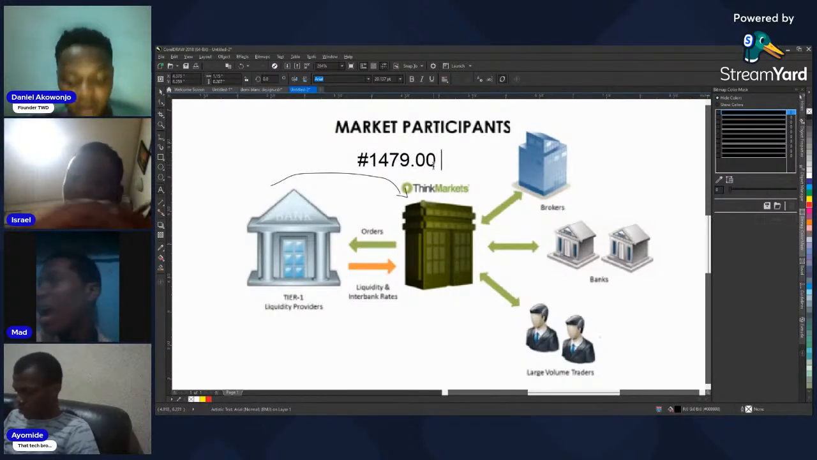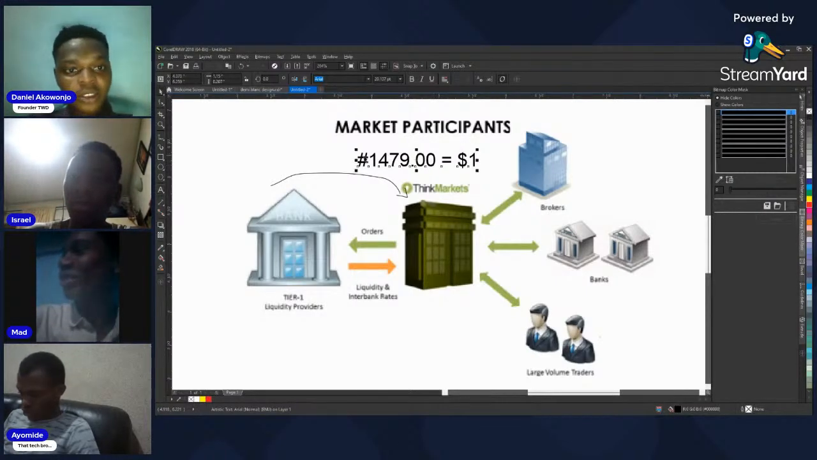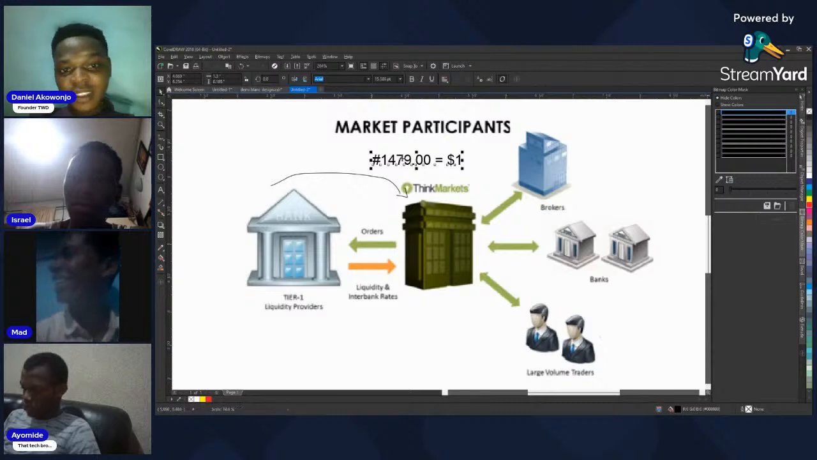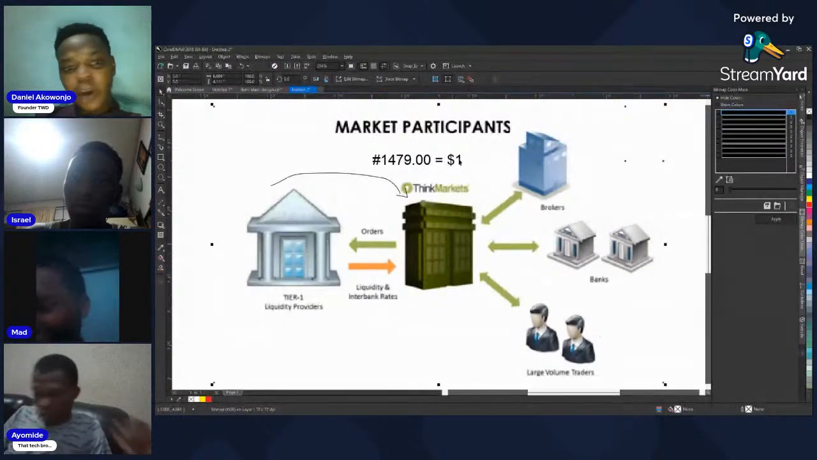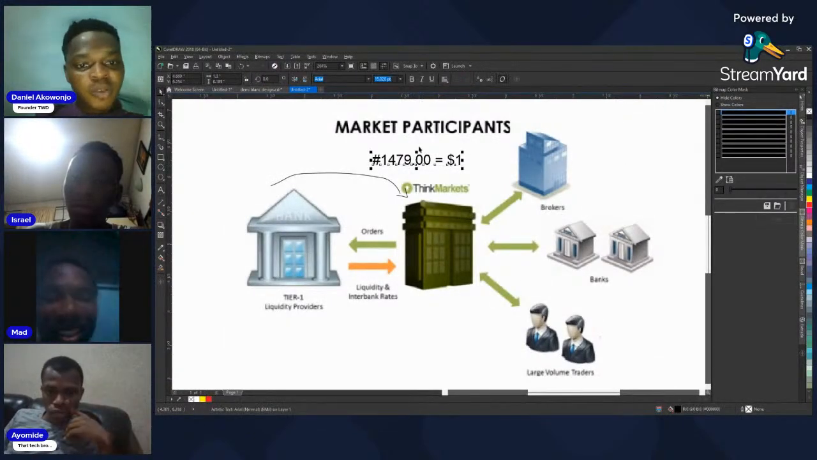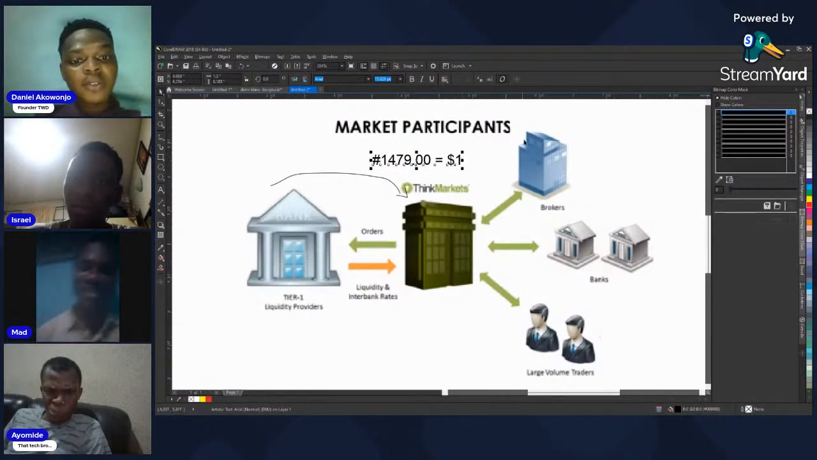Just listen carefully. So now you need 1479 to actually purchase $1. So now the banks, the central bank, you understand, they now come that okay, yes, now we've seen that naira is losing, right, and dollar is gaining more power in financial market, and we have to bring this thing to stability. We have to be able to stabilize the movement of this, right?